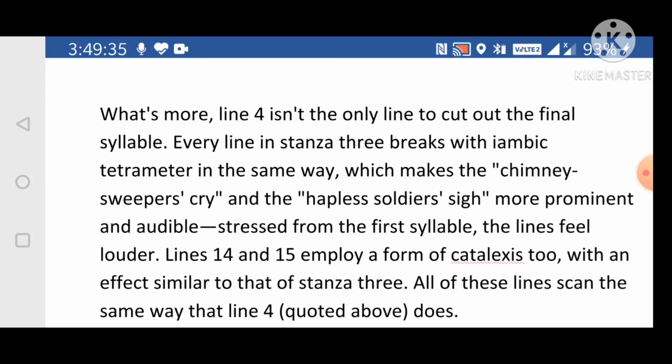The lines feel louder. Lines 14 and 15 employ a form of catalexis too, with an effect similar to that of stanza 3. All of these lines scan the same way that line 4, which has been quoted above, does.